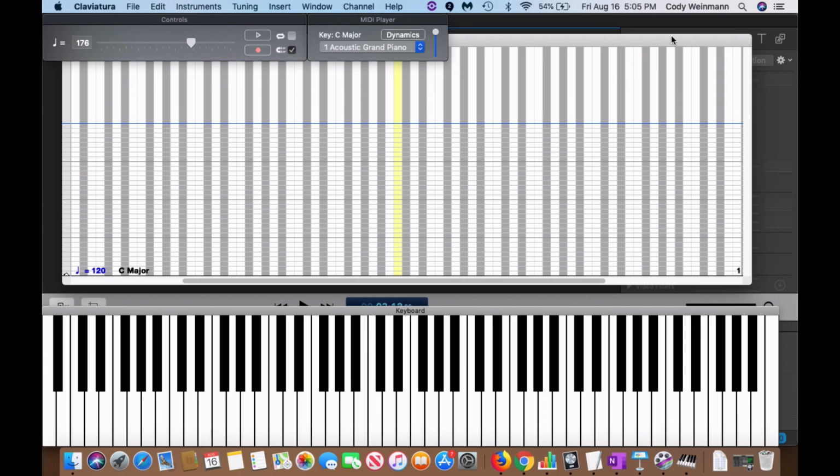Minor scales are a little bit different. That deserves its own lecture.